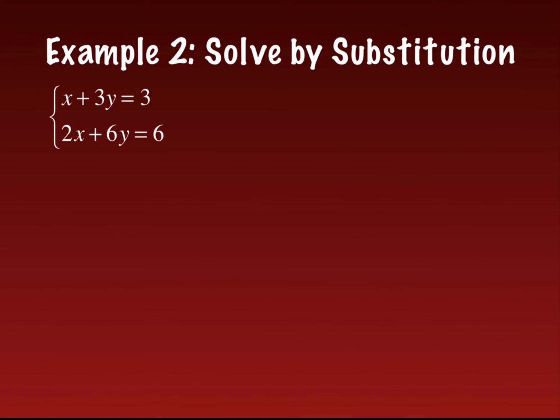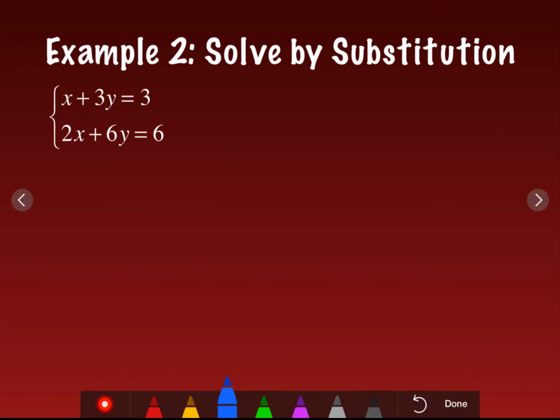In these next two examples, again, I'm going to show you how to do the substitution method, but I'm going to skip showing the check. I'm going to let you do that on your own. So if I look at this system, x plus 3y equals 3 and 2x plus 6y equals 6, I notice that the top equation would be a little bit easier to solve for the x. So when I solve for x, I get x is equal to 3 minus 3y.